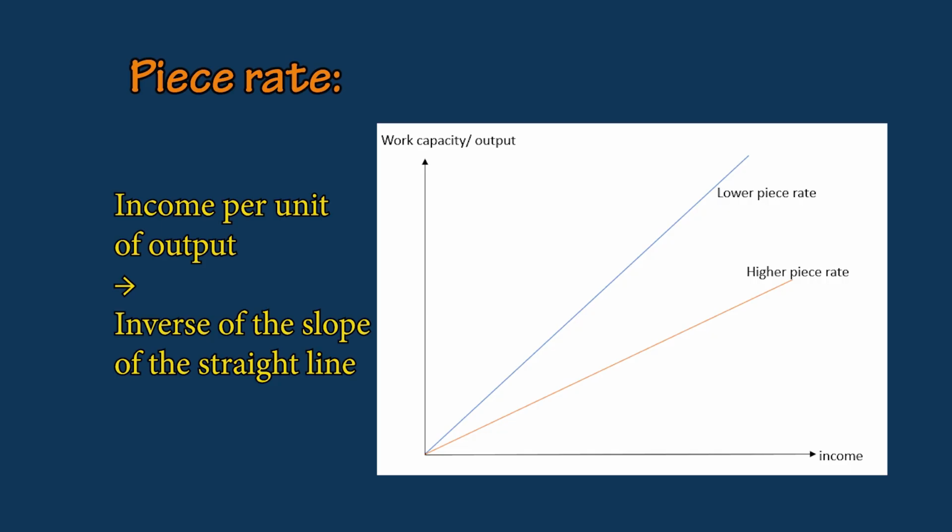Now, in this diagram, if we draw a straight line, then the inverse of the slope of the straight line will give us the piece rate. Now, suppose there are two straight lines. In this figure, one is a blue straight line and the other is a red straight line. As the red straight line is comparatively flatter, by definition, this line will correspond to a higher piece rate compared to that of the blue line.